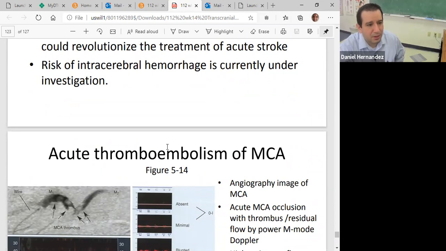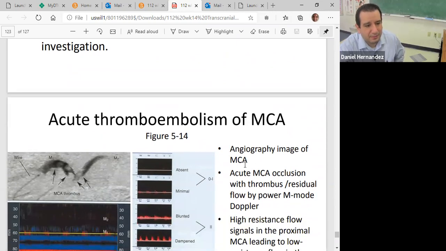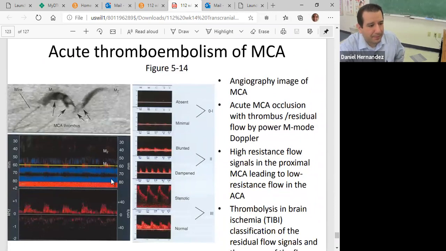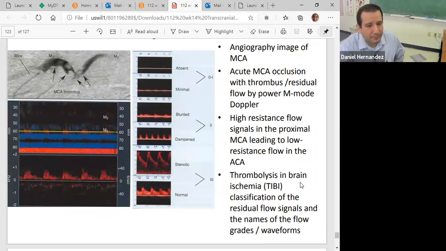So this is acute thromboembolism of the MCA, and we show absent or minimal flow. We have a high resistant flow proximal to the MCA leading to a low resistant flow in the ACA. So, thrombolysis and brain ischemia classification, and then residual flow signals and the names of the flow grades.